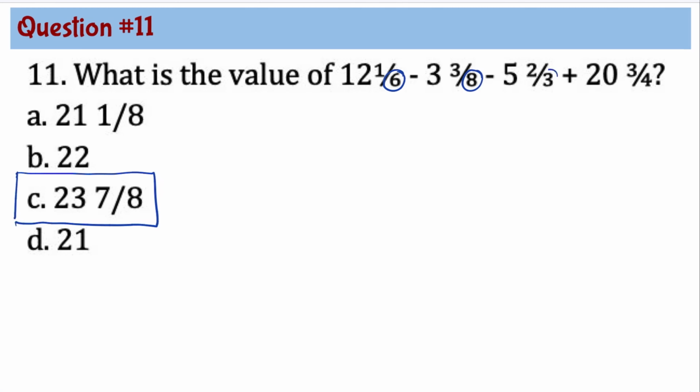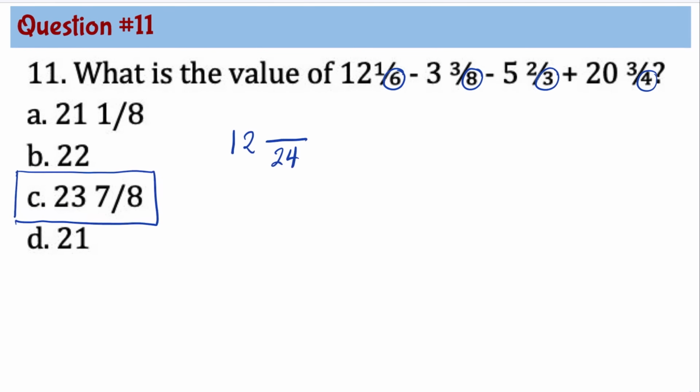6, 8, 3, and 4. So the LCD for this will be 24. 24 can be divided by 6, 8, 3, and 4, and that's the smallest number. So the first step is to change each of these fractions to a denominator of 24. So that means the first fraction needs to be multiplied by 4. So this will be 4 over 24.